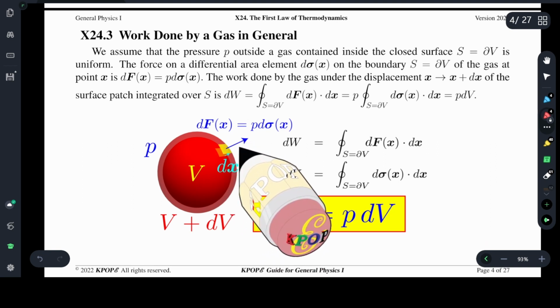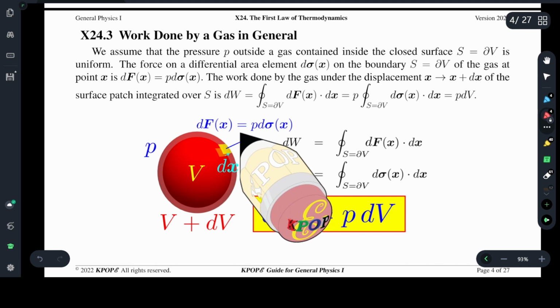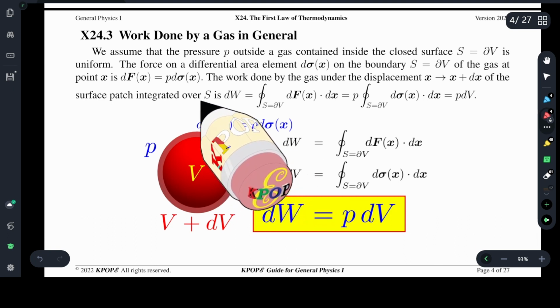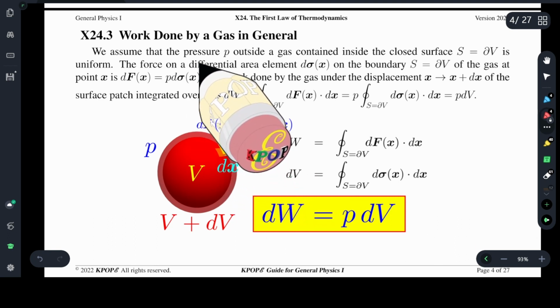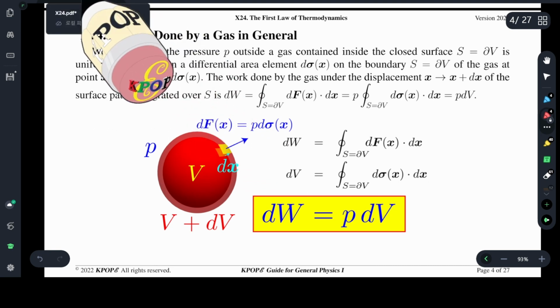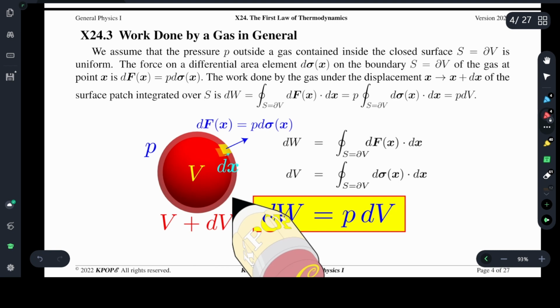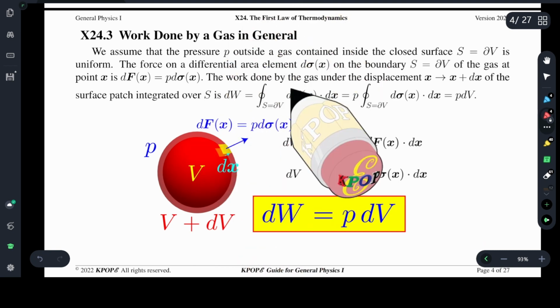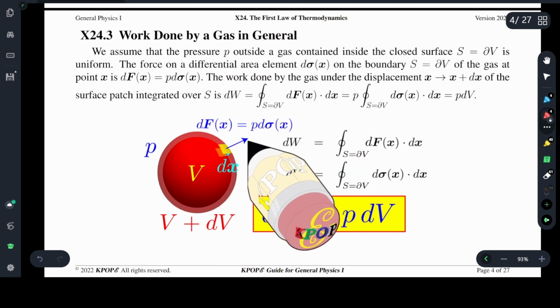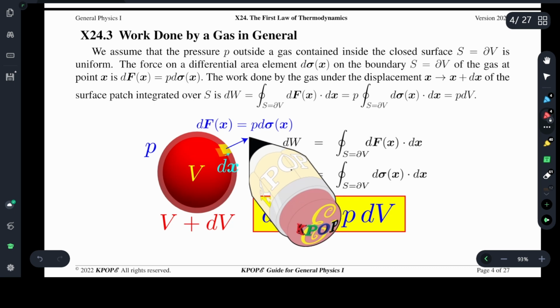The force is pressure multiplied by area. In case the direction of the surface varies, then we have to integrate over the whole surface. So this is a way to compute the work done by gas when the surface is not flat but variable.